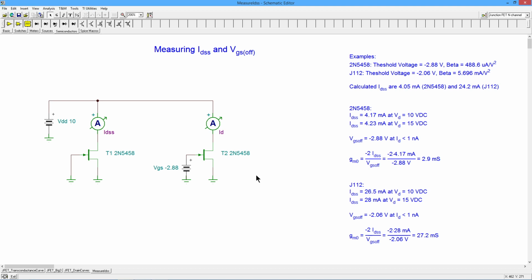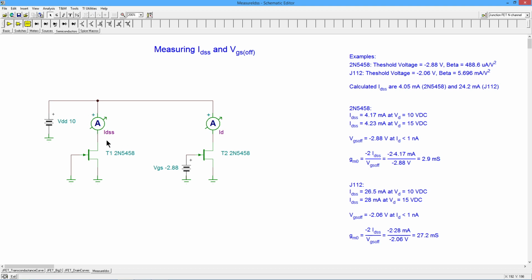All right, so I did mention that there's two things: dealing with it in the sim and then dealing with it in the real world. So what do I do in the real world? Well, you get out your transistor, right? Maybe it's a 5458, maybe it's a J112, maybe it's an MPF102, whatever it is. You just build up this circuit. If you know approximately what your VDS is going to be, somewhere between 10 and 15 volts, set the power supply up for 12 volts, let's say.